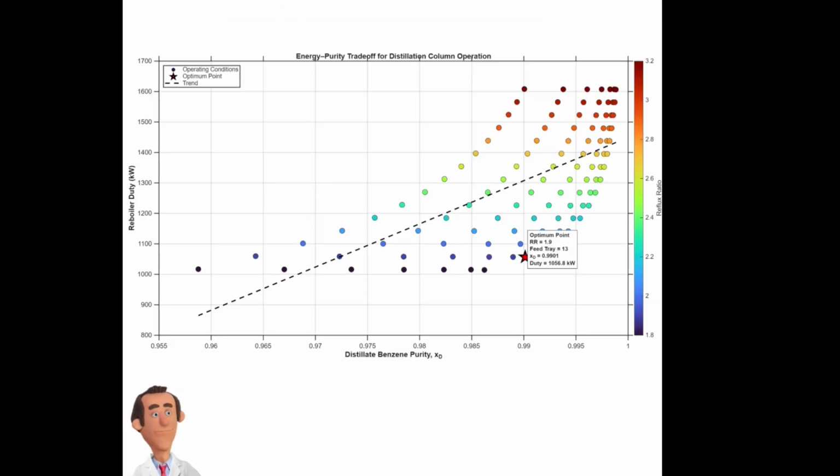Second graph is the energy purity trade-off plot. This graph compares product purity with the energy required for separation. It shows the typical trade-off in distillation, that is, achieving higher purity usually requires more energy. The highlighted optimum point gives the required purity while keeping energy consumption as low as possible.